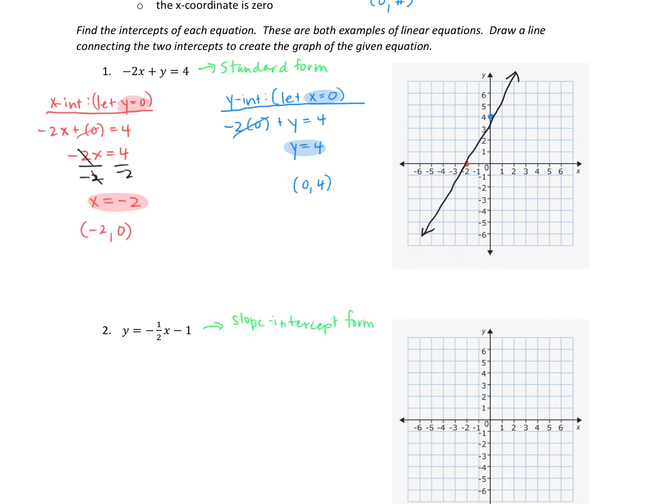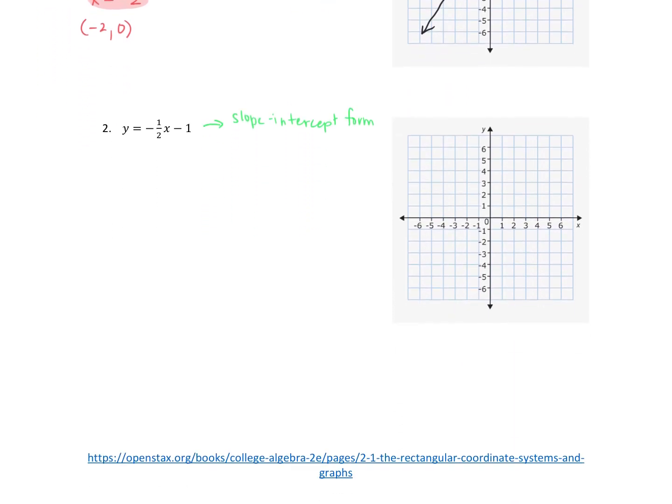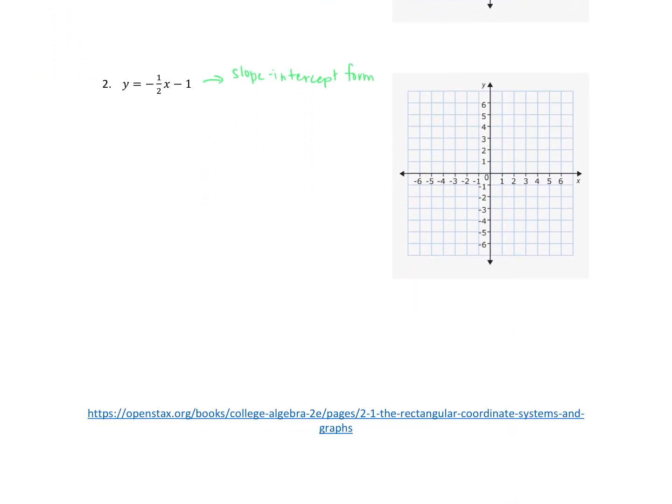Okay, but this form really is not as useful to use the intercept method. There's an easier way to graph this. But just to show you how to find the intercepts in either of these cases, I'm going to go ahead and do it this way. Okay, but know that later I will show you an easier way to graph when it's in slope-intercept form.